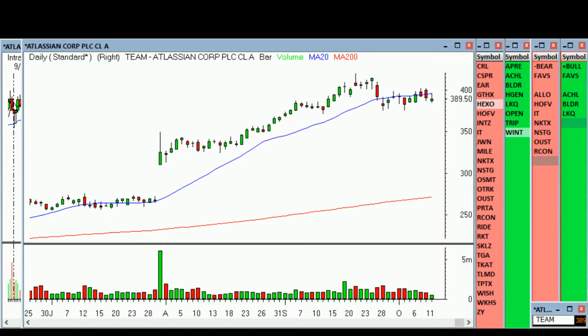Let's see. Those that are hard to borrow, can you just buy put options? I guess. I think you could. I don't trade options, so I don't know for sure, but I think you could.